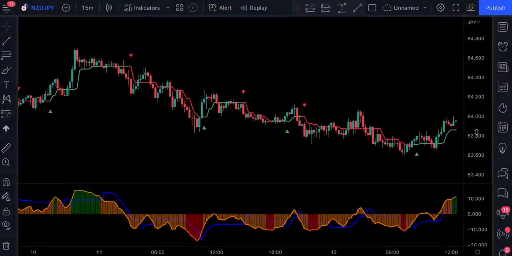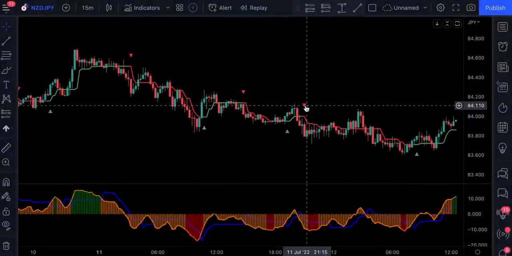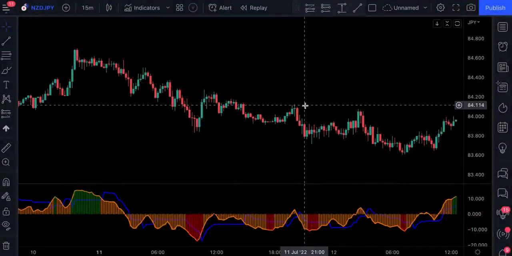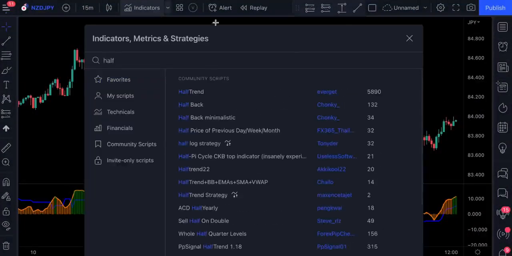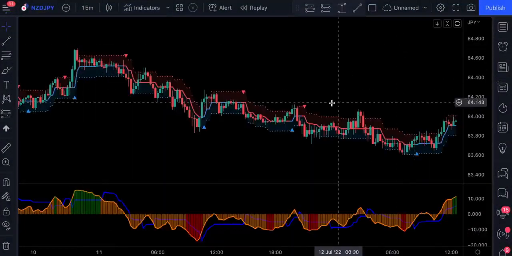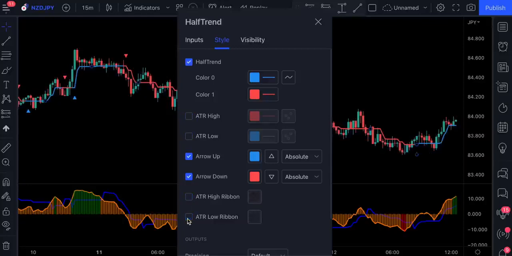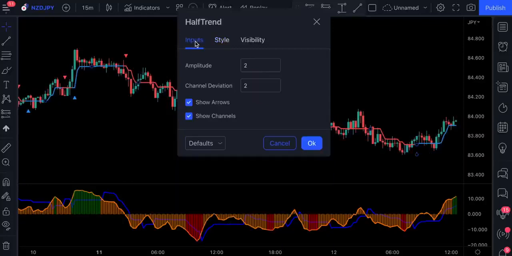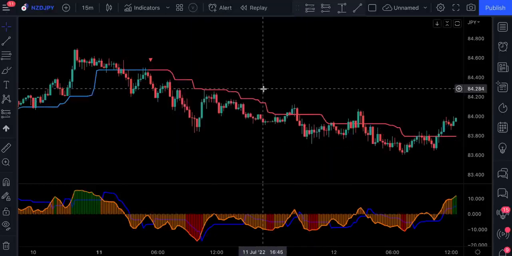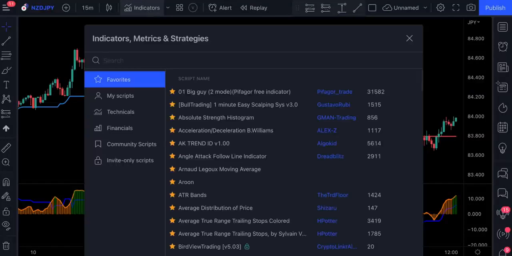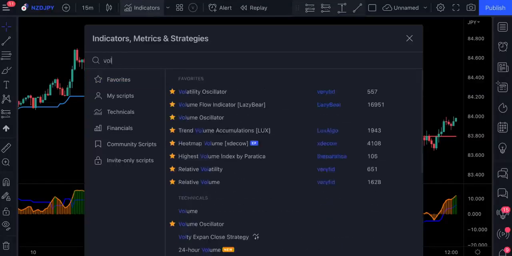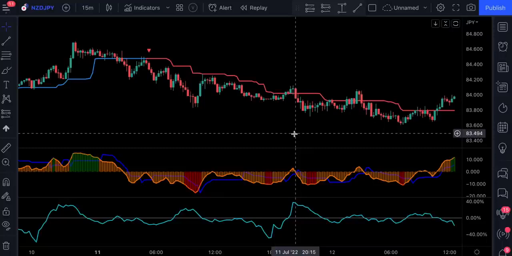And for that, I decided to first get rid of this X trend and add a half trend to the chart. And now let's customize this indicator. So first of all, get rid of these ATR high and lows. And in the input section, we're going to change this parameter from 2 to 10. And to make the strategy even better, let's add a volume indicator as well. So let's search for volume oscillator. Alright, the strategy is complete.